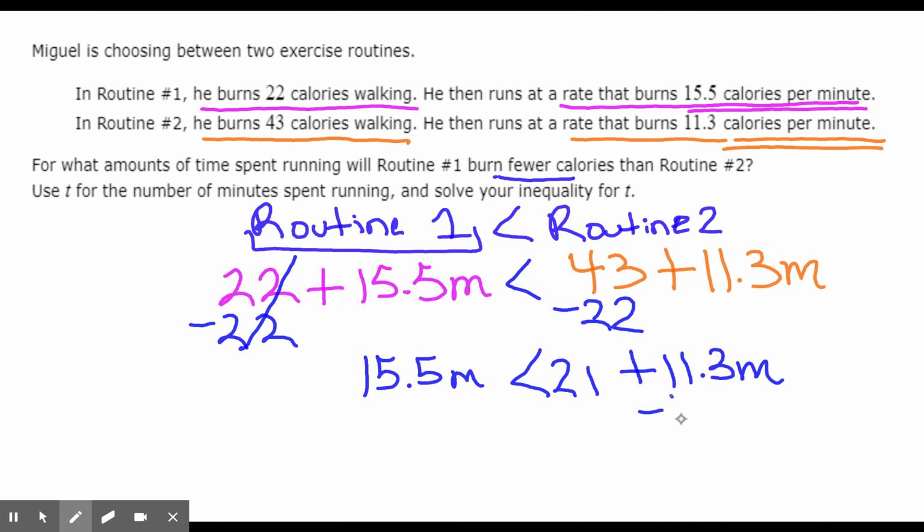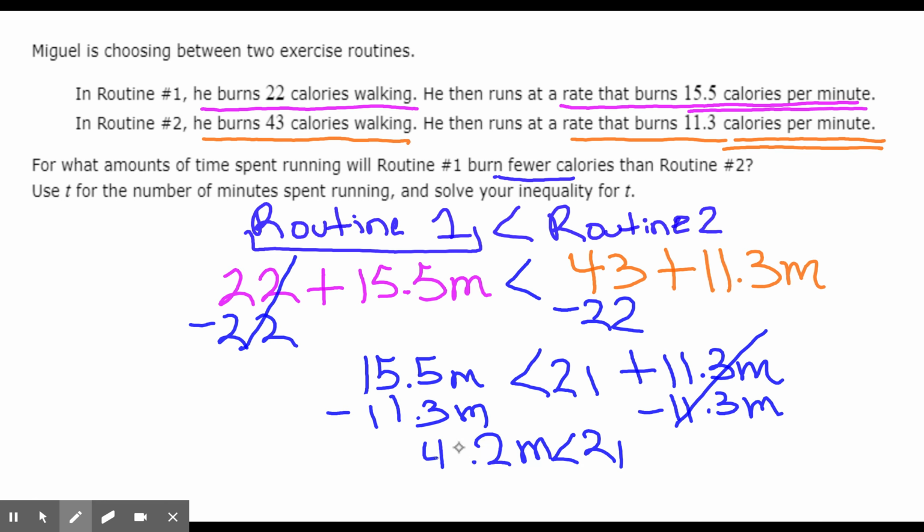So we're gonna subtract 11.3 from both sides, 11.3 m, right? 11.3 for each. Oops, that's not subtraction. I mean, it is supposed to be subtraction. Let's fix that. Which cancels that out. We have 21 is less than 4.2 calories per mile is less than 21.